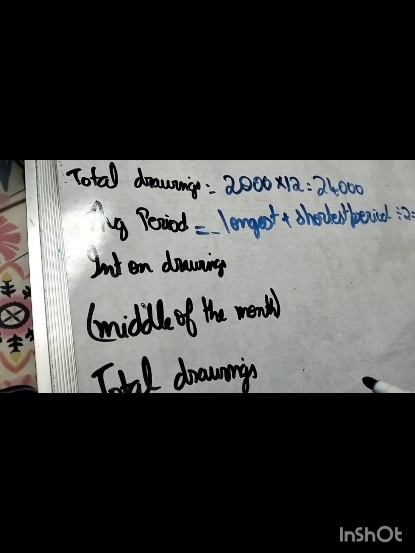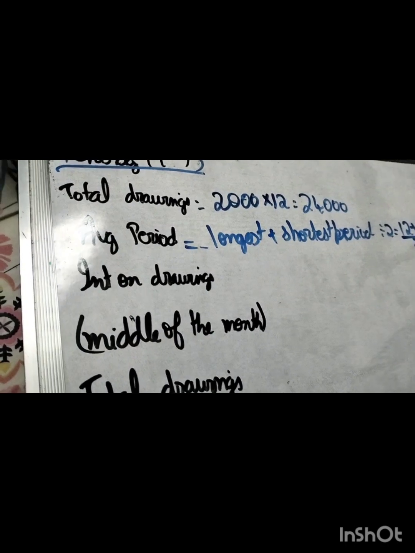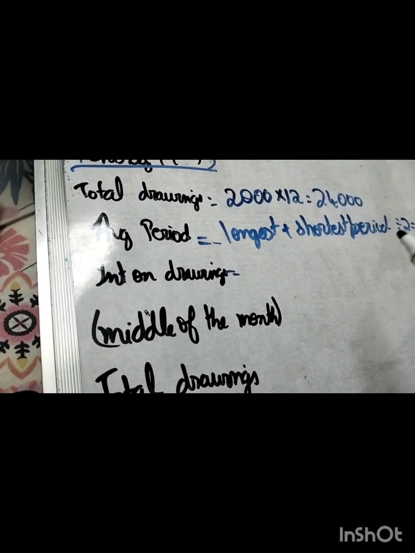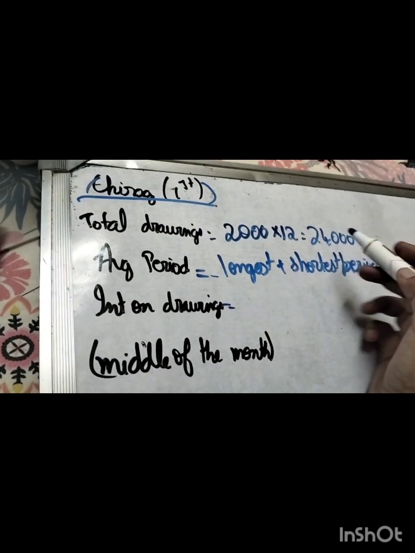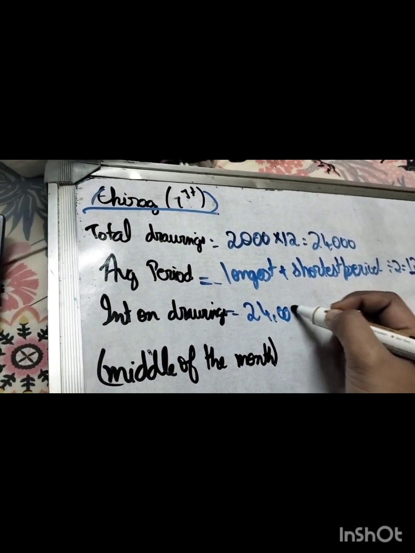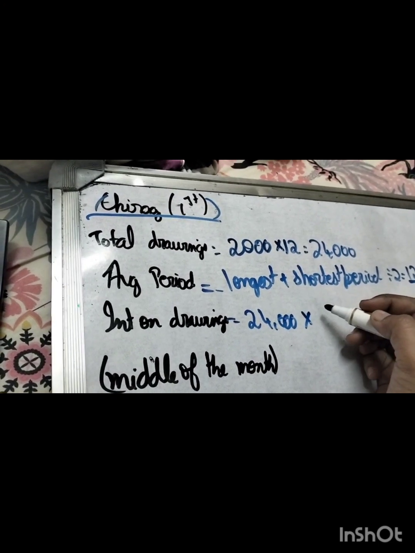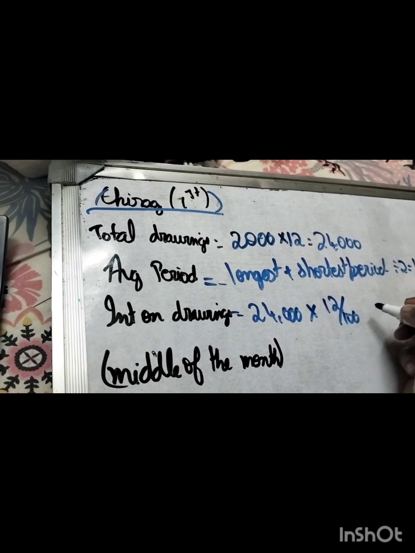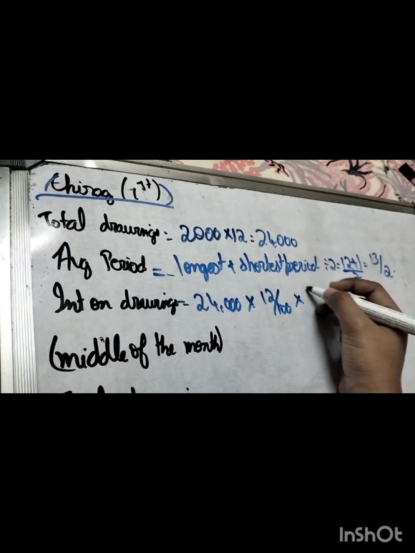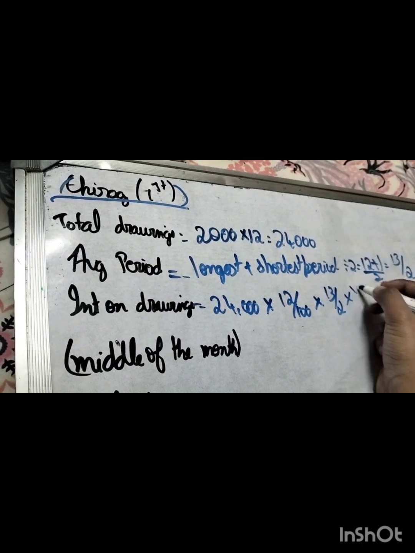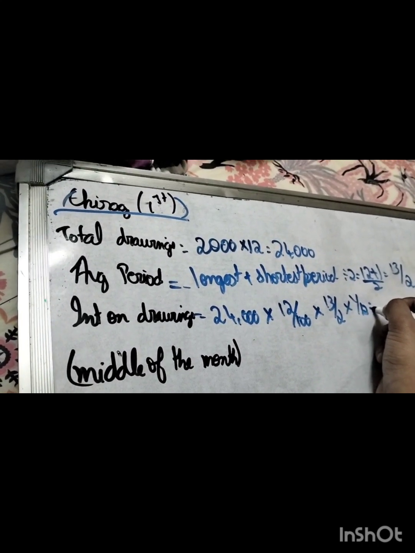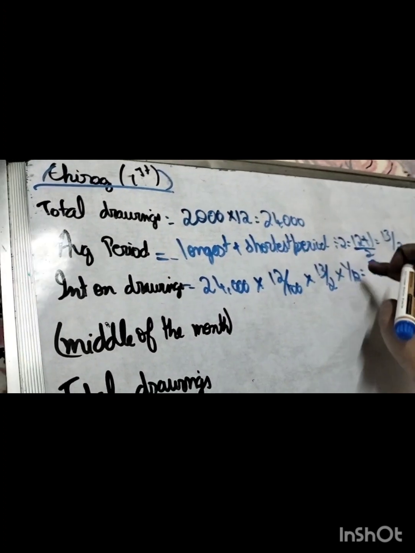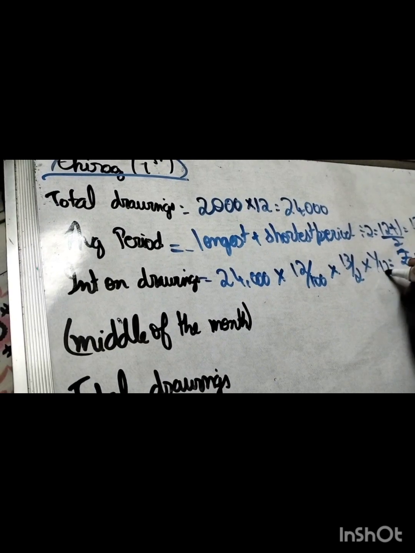Next is the interest on drawings. I have no space, I'm so sorry. So the formula is the same: the total drawings into rate into average period into 1 by 12. So the total drawings is 24,000. Rate is already given in the question, that is 12%, 12 by 100. Average period we just calculated, 13 by 2 into 1 by 12. So you do this on the calculator, you get rupees 1560.